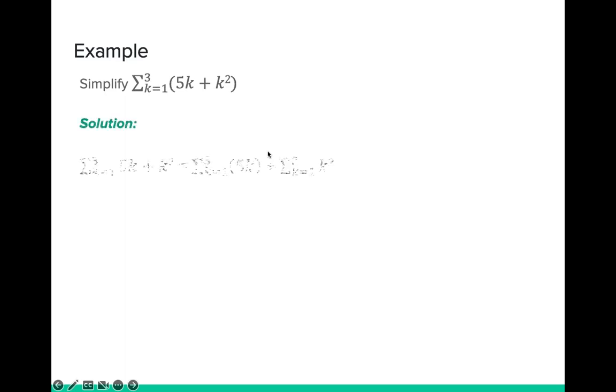Now let's have an example. We have the summation of k equals 1 to 3 of 5k plus k squared. We want to simplify this using the properties that we have discussed. Since we have these two terms, the 5k and the k squared, we can distribute the summation into the individual terms. So then it will be equal to the summation of k equals 1 to 3 of 5k plus the summation of k equals 1 to 3 of k squared.